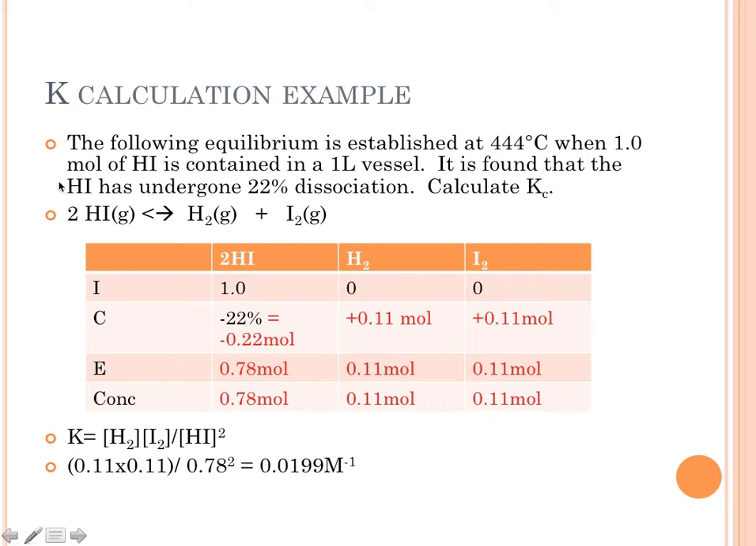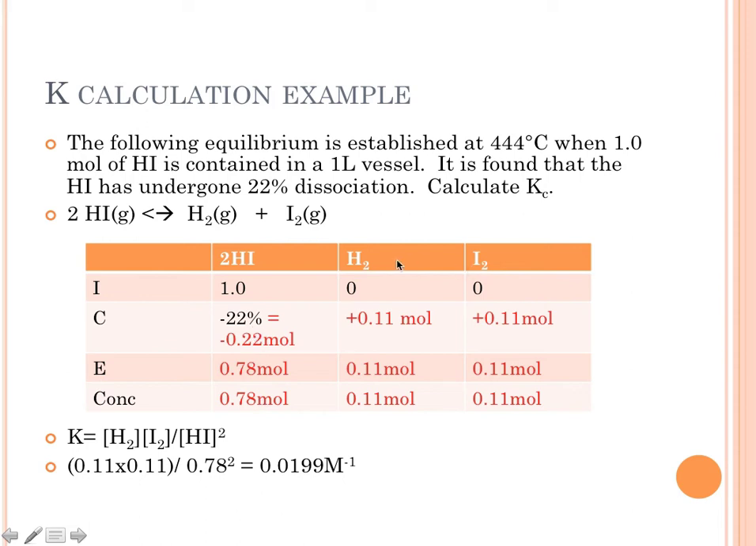22% dissociation means 22% of what we started with here has broken up to make these. So it's gone down. It's a decrease in concentration. It can't go up because we don't have any of these to make it. And it's gone down by 22%. 22% of 1 is 0.22, so it's gone down by 0.22 mole. So using that, I can then find the equilibrium amount, which is 1 minus 0.22, which is 0.78, and it's a 1 litre vessel, so my concentration is the same as my amount here.